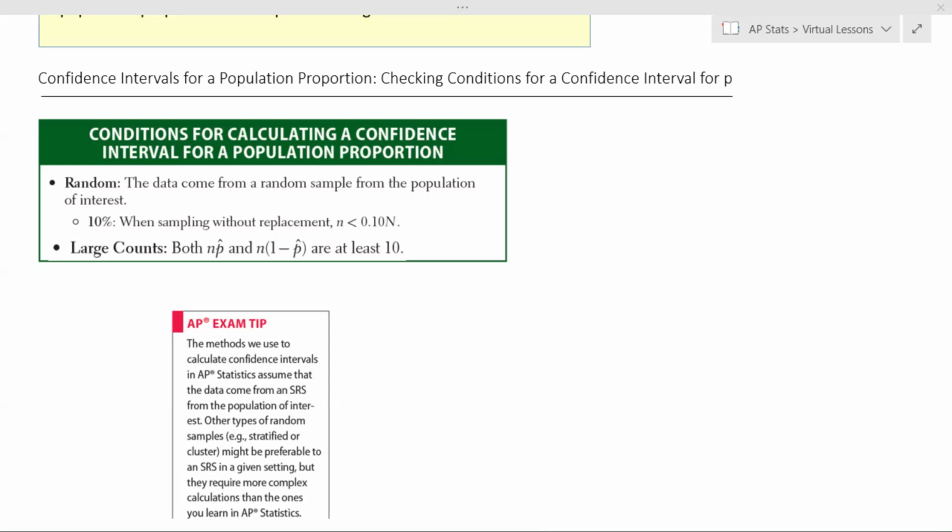So the conditions for calculating a confidence interval for a population proportion, there's basically three of them. Random, you want to make sure that the data come from a random sample from a population. 10%, when sampling without replacement, you want to make sure that your sample size is less than 10% of the population. And then the large counts condition, you want to make sure that your number of successes and number of failures, or your yeses and nos, are at least 10.